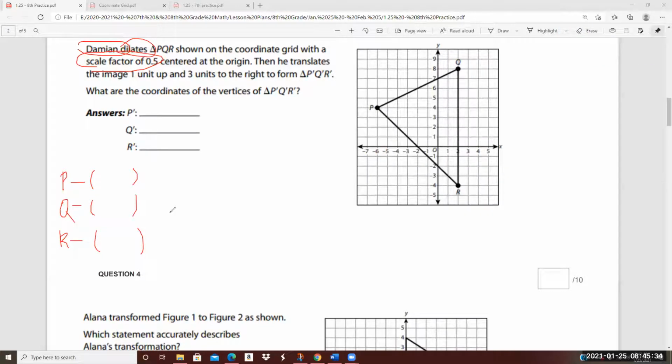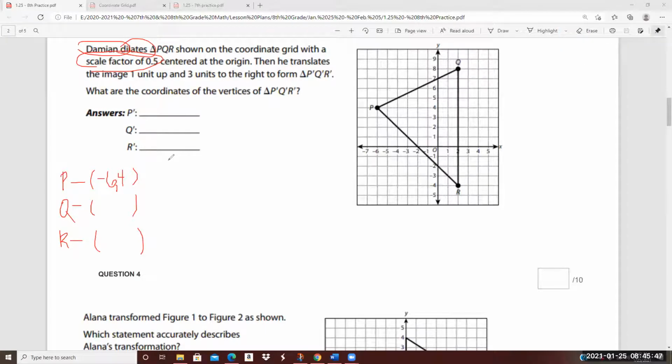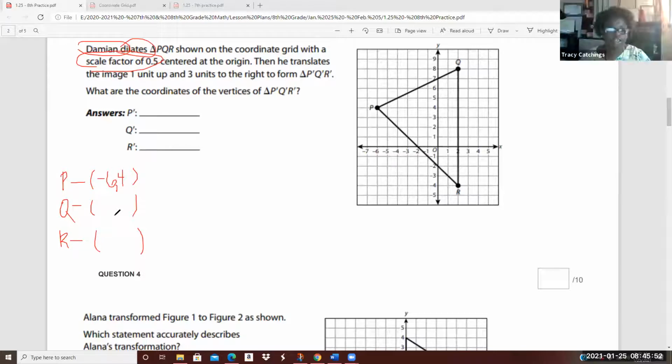P is -6, 4. Good job. Thank you, sir. Q is 2, 8. And I think that's the one Jeremy had just put in. All right, and Amara said 2, -4 for R. Good. So the first thing we said happened was a dilation with a scale factor of 0.5.